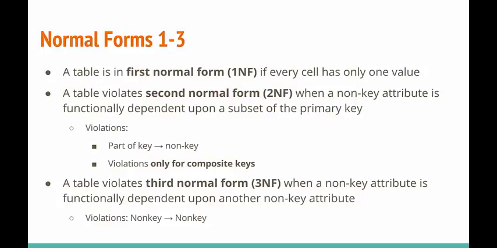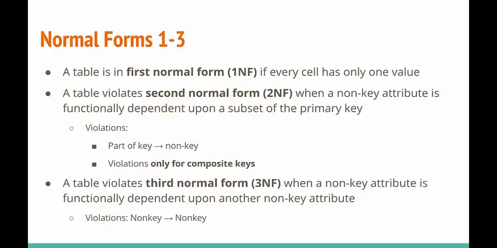Now, the idea here is that, again, not everything in the table is a fact about the whole key. This is a problem often when you have information about two separate things stored in a single table. Now, when it comes to third normal form, a table violates third normal form, or 3NF, when a non-key attribute is functionally dependent upon another non-key attribute. A violation occurs when a non-key determines a non-key. This is often a problem as well, not necessarily just for things that have a composite key, but for tables which have a single primary key.